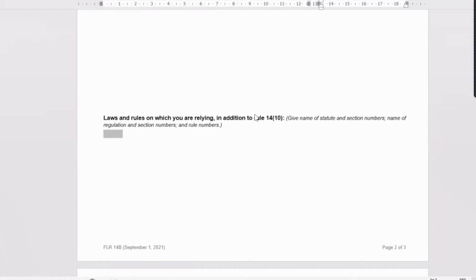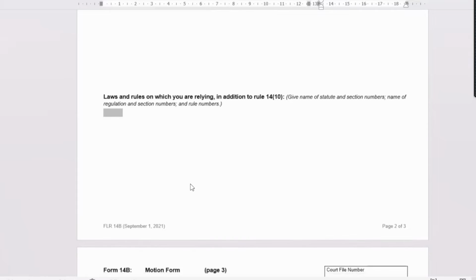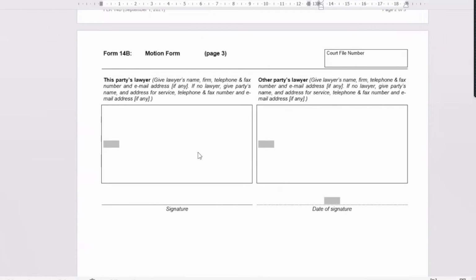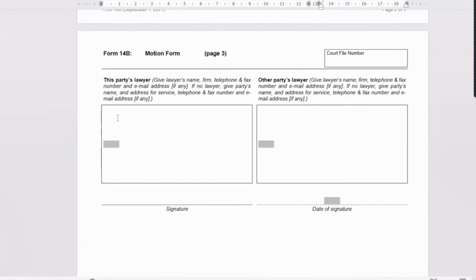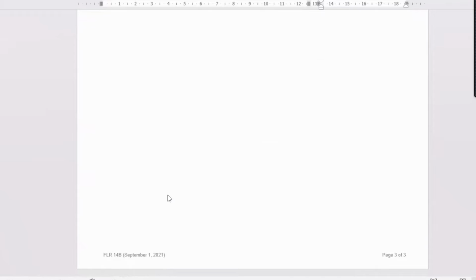And then the laws and rules on which you're relying, this is where you get to bring a motion because of what's happening. If there's other legislation, or if a bank has told you that they need a court order in order to do something in accordance with the Banking Act section, blah, blah, blah, then you would put in that section from the Banking Act there as well. And then if the parties have got lawyers, then you put in the lawyer information. And that's it. Well, you're done. Pretty simple.